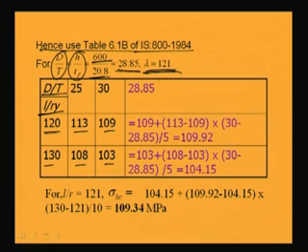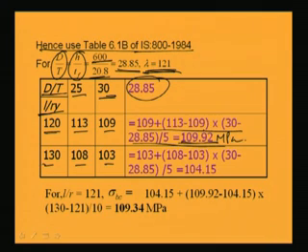So at D by T as 28.85, the value can be interpolated from this: 109 plus (113 minus 109) into (30 minus 28.85) by 5. 5 is the difference between these two, 30 minus 25. So this is becoming 109.92 MPa.